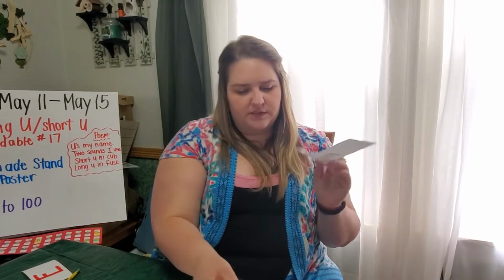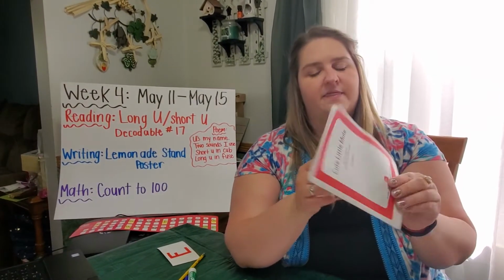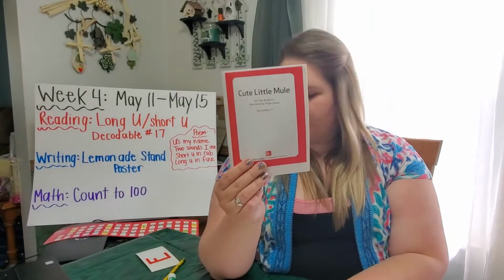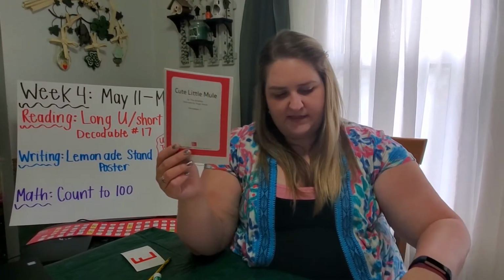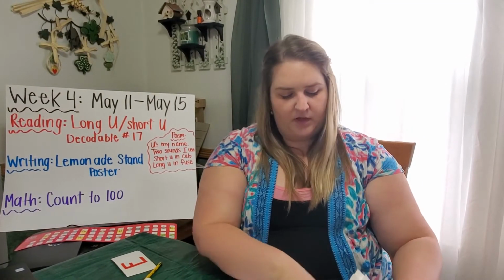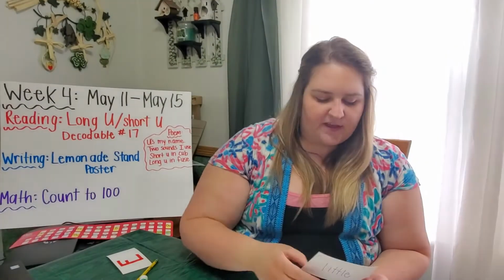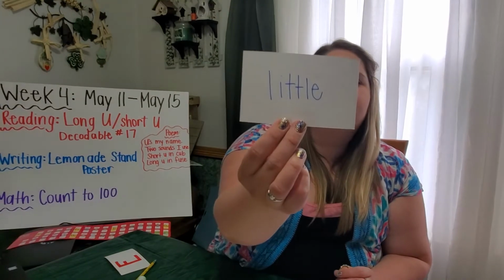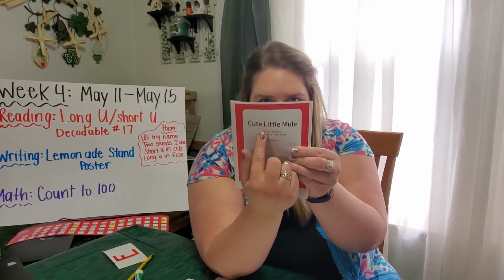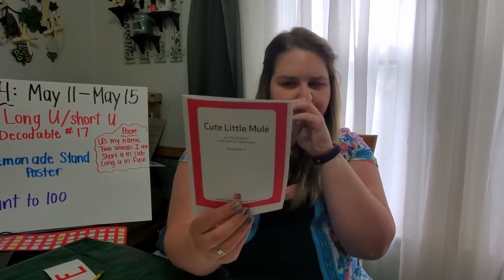Speaking of mules, decodable number 17 is your decodable for the week, and that is called Cute Little Mule. So this is your decodable number 17. Inside this story, there are two sight words that I want you to look for. Our first sight word to look for is do, D-O. Our next sight word to look for is little, L-I-T-T-L-E. Little is in the title, right there. So Cute Little Mule. That is our story.